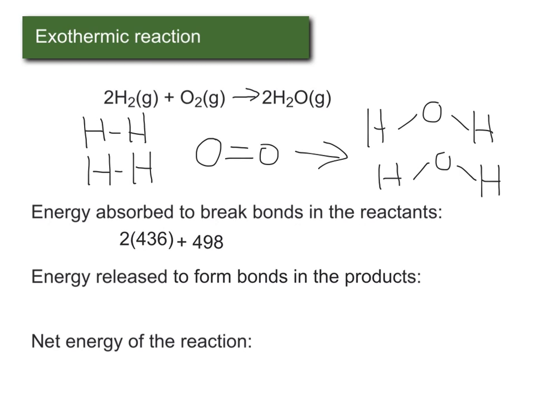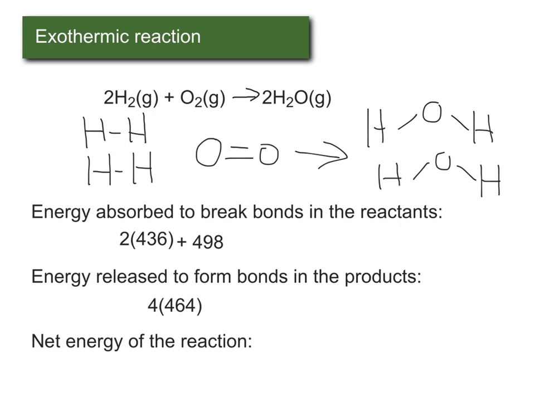And then similarly on our products, we calculate how much energy we're going to get back when we reform bonds. In this case we have 4 of exactly the same bond. We have an O-H bond here, here, here, and here. So if we look at our table, an O-H bond is 464 kilojoules per mole. So we're going to get back that amount of energy times 4 for each of those bonds.